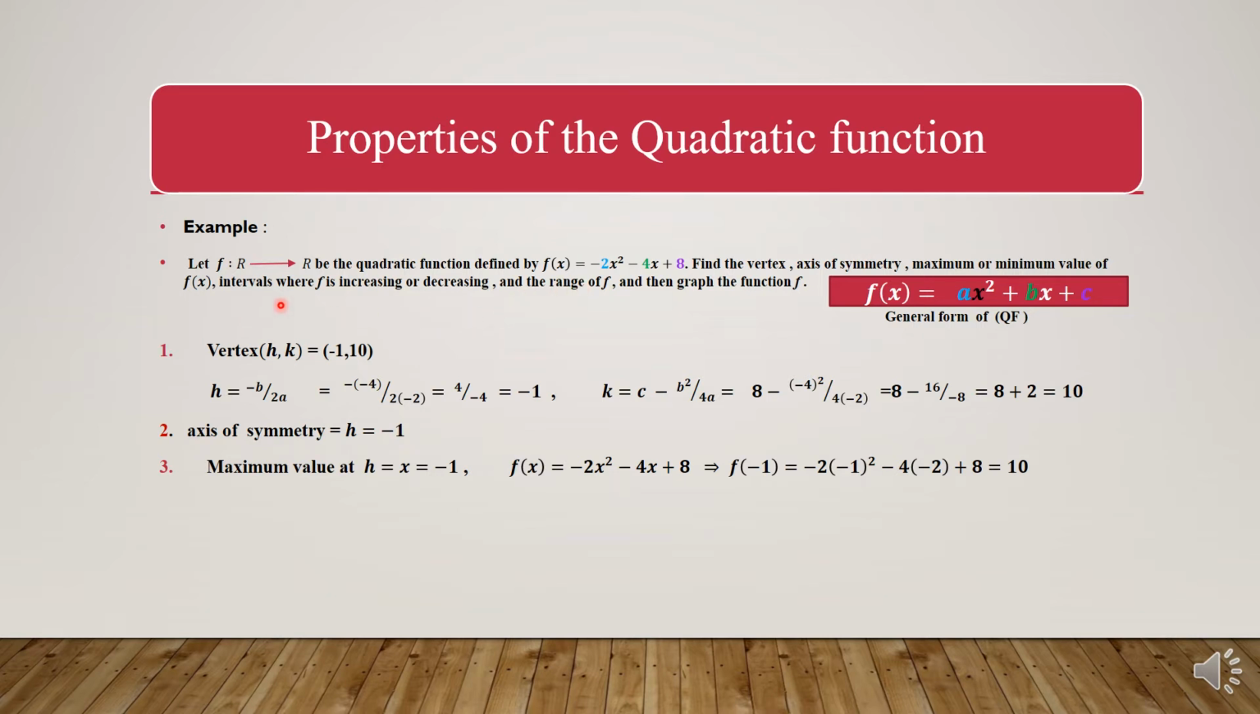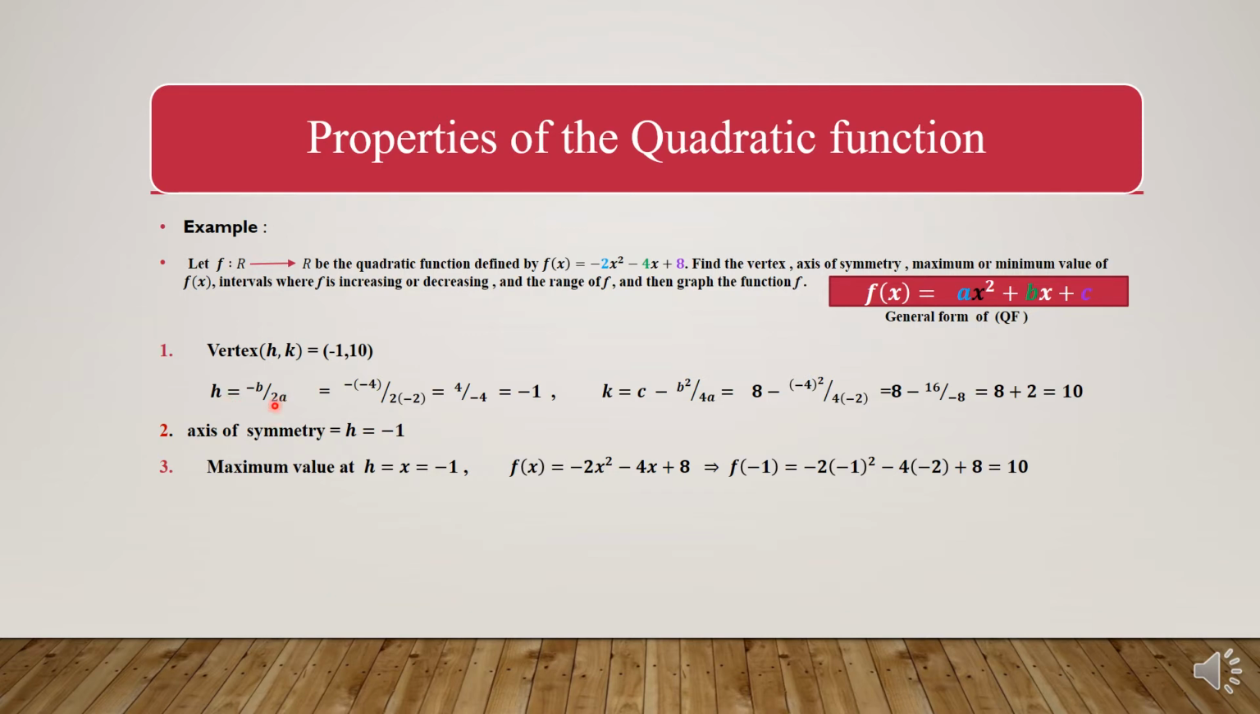So the first 4 points we can learn without the help of the graph, but the rest of the points can be more understandable with the help of the graph. Although we can learn all these points without the graph as well, the graph will make us understand more precisely. So look here, please, the vertex h and k. First we will find the h value.